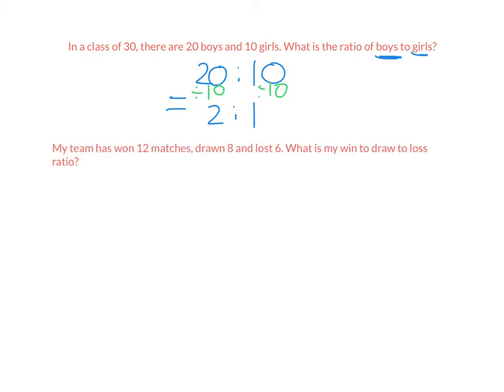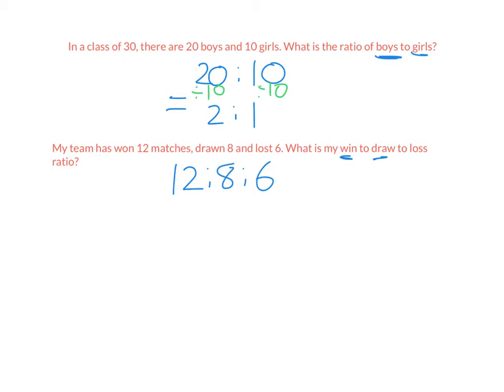Say my team has won 12 matches, drawn 8, and lost 6. What is my win to draw to loss ratio? Win was written first, so that number goes first, then drawn written second, and loss third. 12 to 8 to 6. So that again can be simplified.